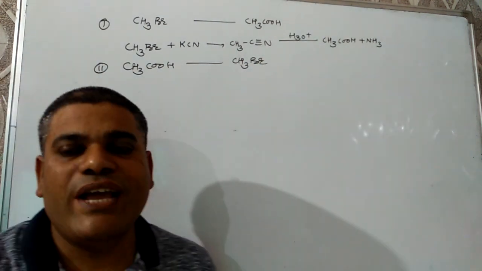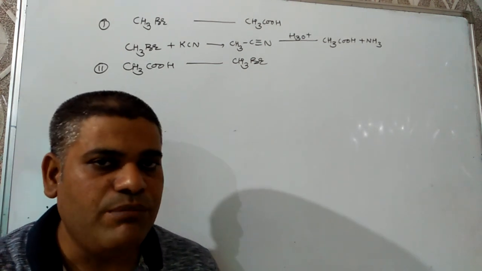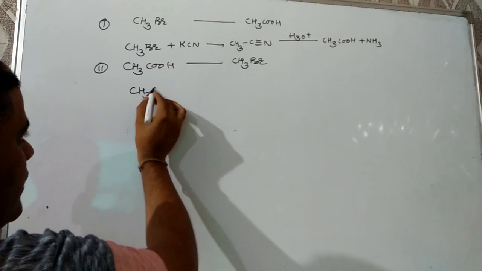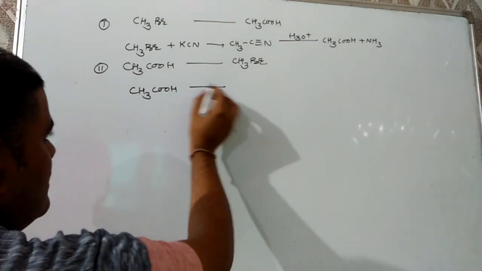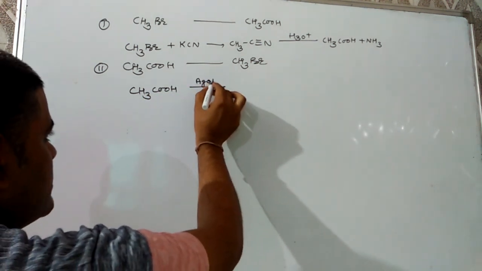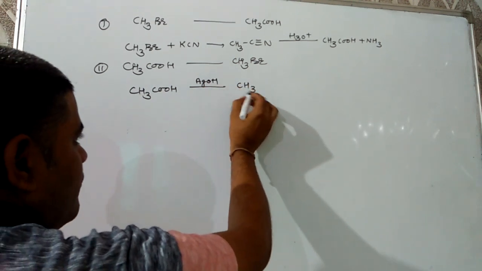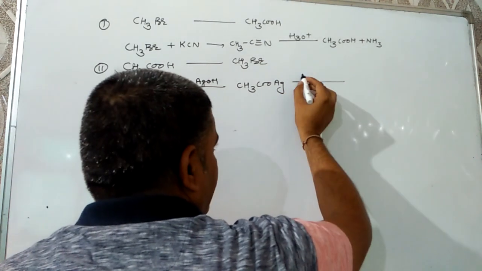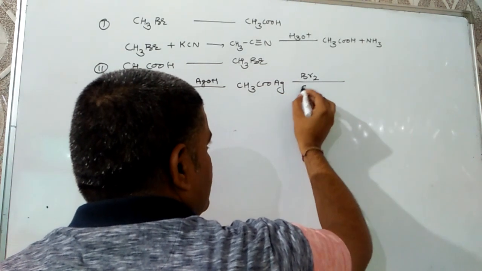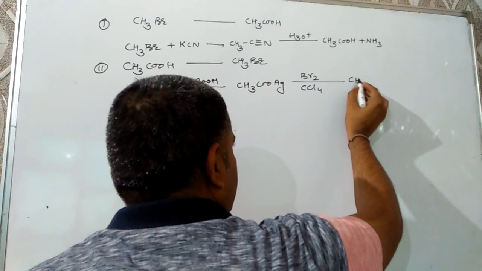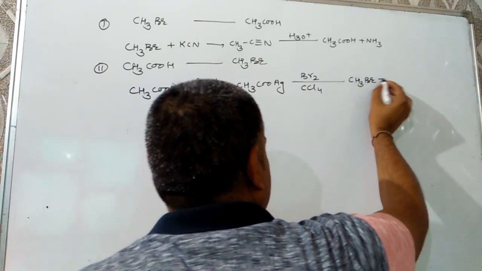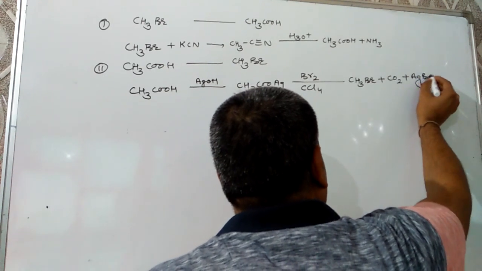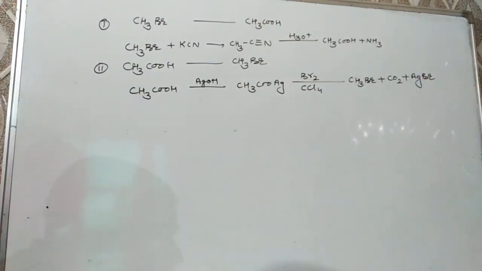For this we can do the Hunsdiecker reaction, the Borodin-Hunsdiecker reaction. First we have to make the silver salt of it. For that we can add silver hydroxide. The product formed will be silver acetate, and that silver acetate reacts with Br2 in presence of CCl4 to give CH3Br plus CO2 plus AgBr. These two reactions are examples of ascending and descending the carbon chain.